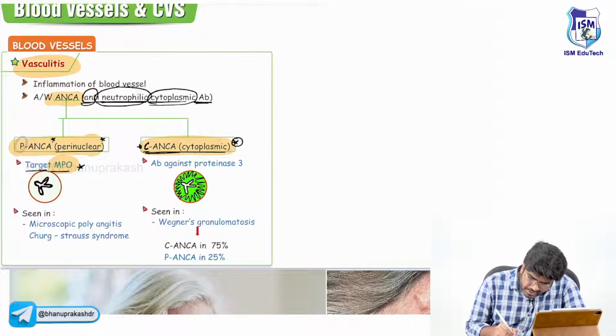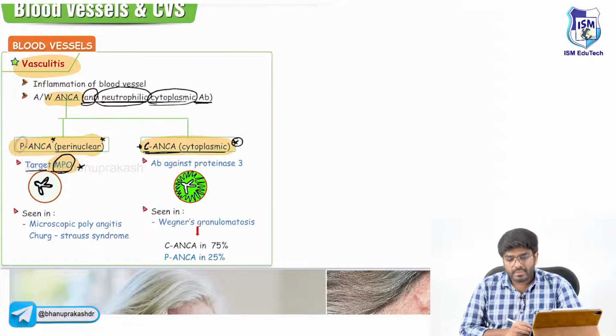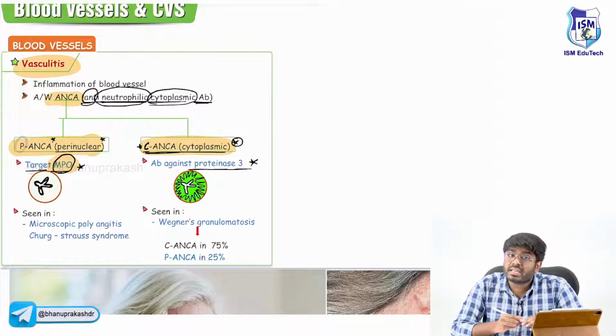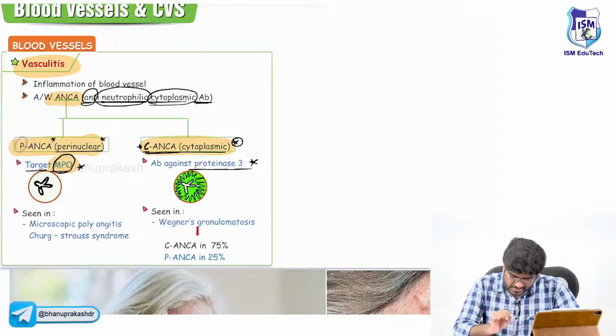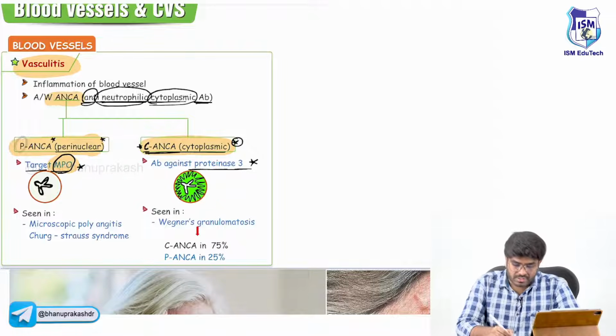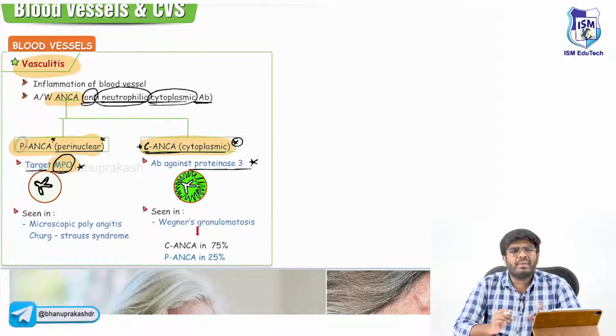P ANCA is produced against the myeloperoxidase. Then C ANCA is produced against proteinase 3, an enzyme called proteinase 3. Done. Now, the questions which will come in your exam. From here, these are the exam questions. P ANCA, C ANCA, two types of ANCA are there. Okay, understood.